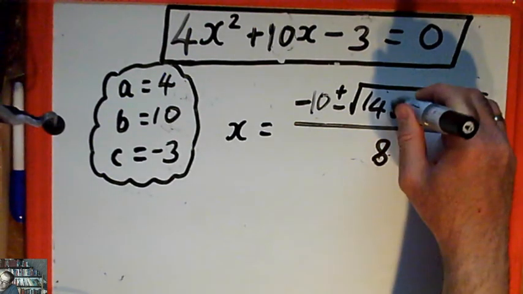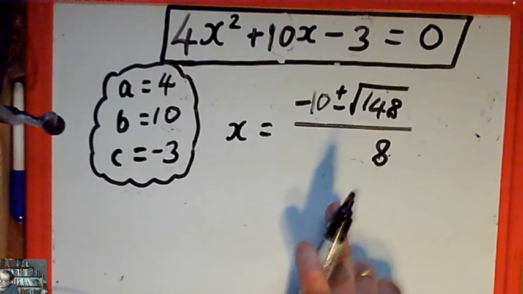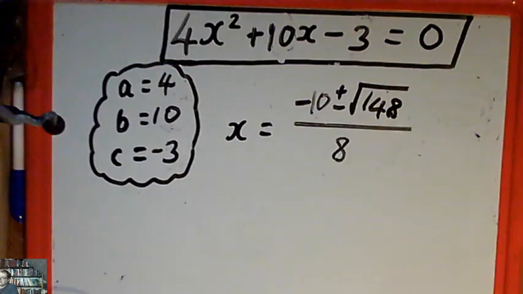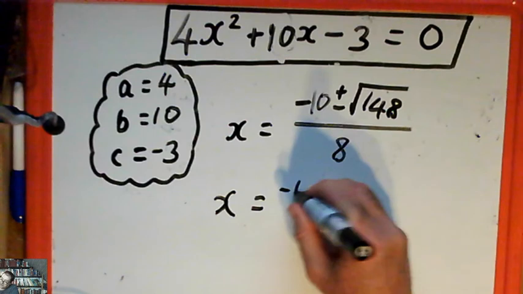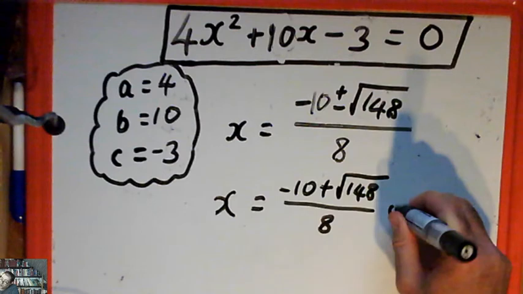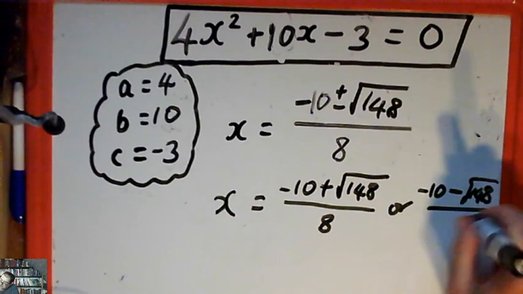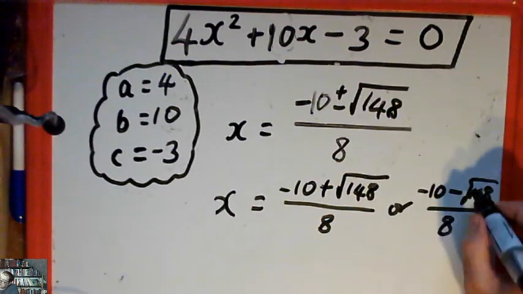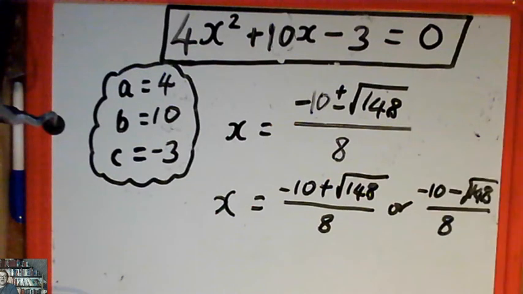So we're going to get our two answers. Let's just move the 8 over a bit. From minus 10 plus or minus the square root of 148 all divided by 8. So in other words, x equals minus 10 plus square root of 148 divided by 8, or minus 10 minus root 148 all divided by 8. Just about squeeze that in. So I will get over to my scientific calculator now and work on that.